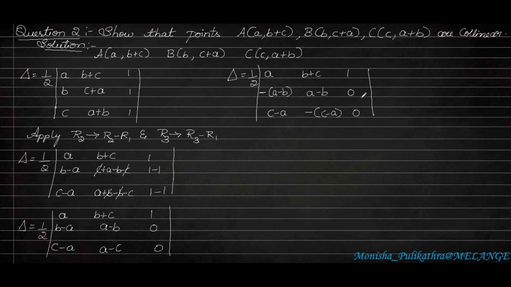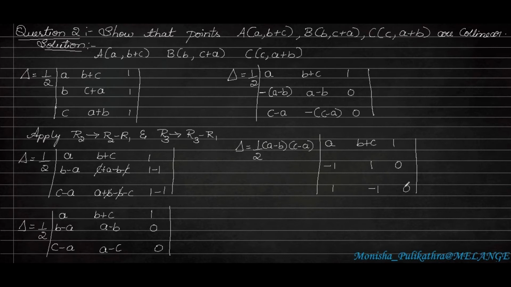Next, from the second row I will be taking a minus b common, and from the third row I will be taking c minus a common. So half into a minus b and c minus a. The first row will be as it is: a, b plus c and 1. Here, since a minus b is common, it will become minus 1, 1 and 0. Here I have taken c minus a common, so it will become 1, minus 1 and 0.